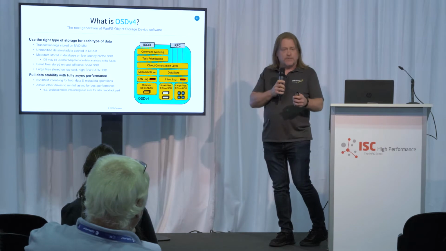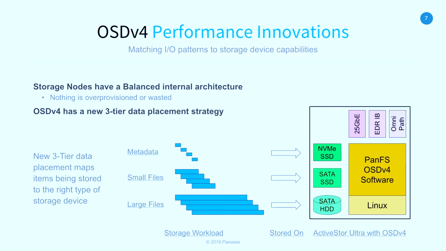Let me keep going here. One of the things that we have built into the software architecture for version 4 of the OSD software stack is what we're calling a 3-tier data placement. So like I said, the earlier large files onto the SATA hard drive, small files in the SATA SSD, and metadata in the NVMe SSD. That brings us to what we traditionally called a balanced architecture.